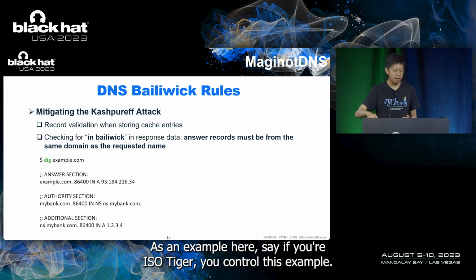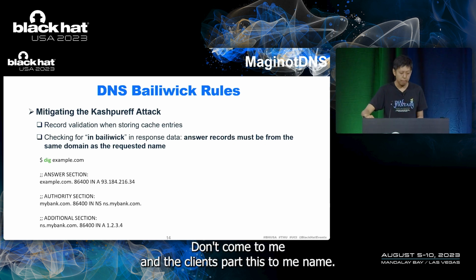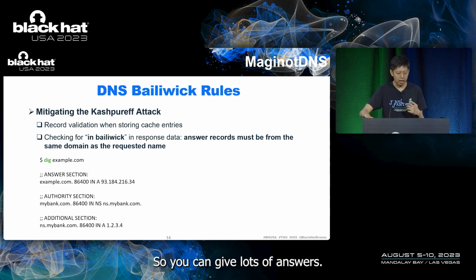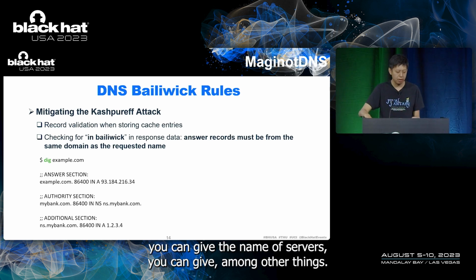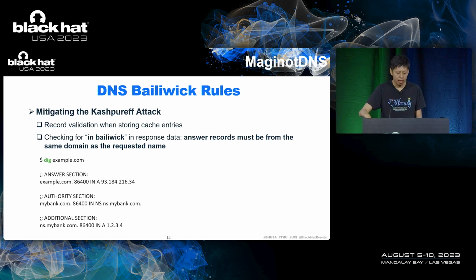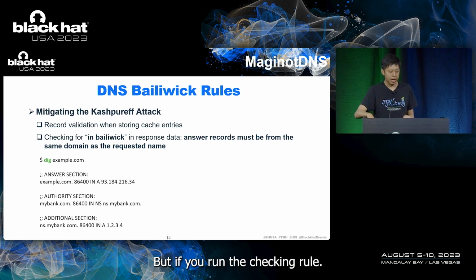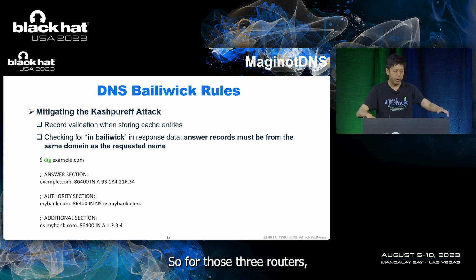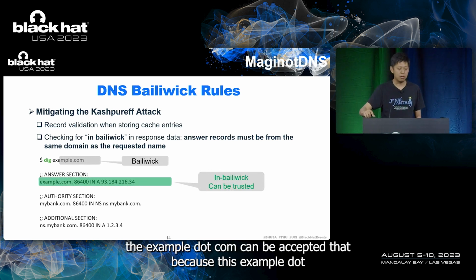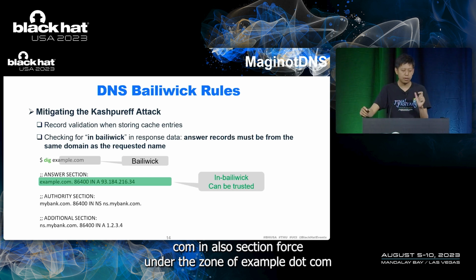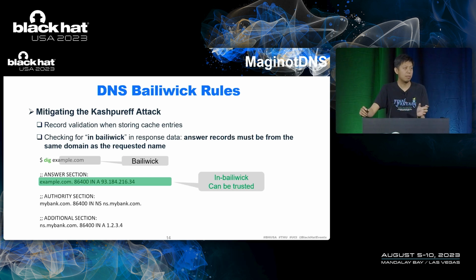As an example, say you're an attacker and you control the example.com domain, and the clients query this domain name. You can give lots of answers: the IP address, the name servers, and many other things. But if you run the bailiwick checking rule, for those three records, example.com can be accepted because example.com in the answer section falls under the zone of example.com. This is OK. It's called in bailiwick.